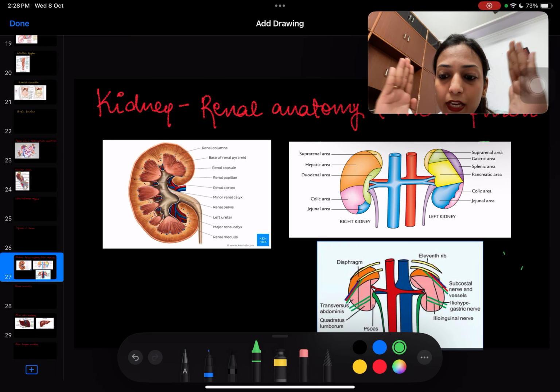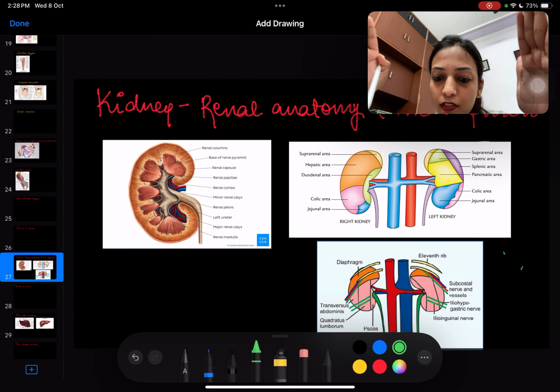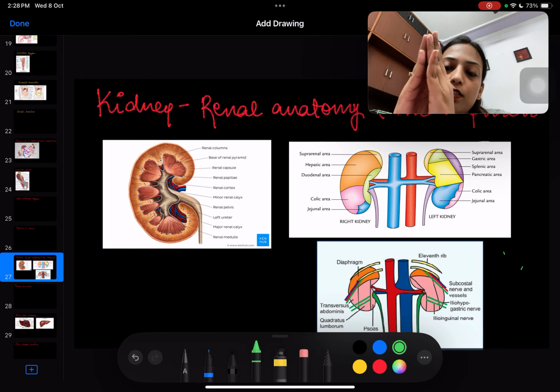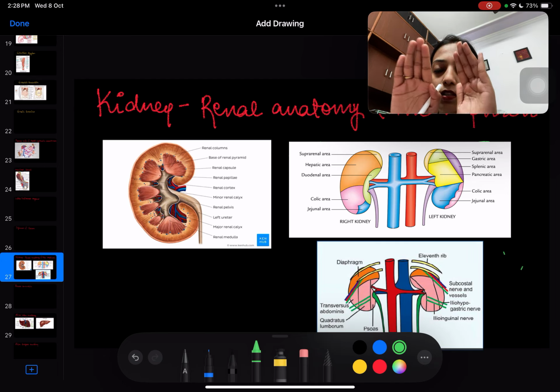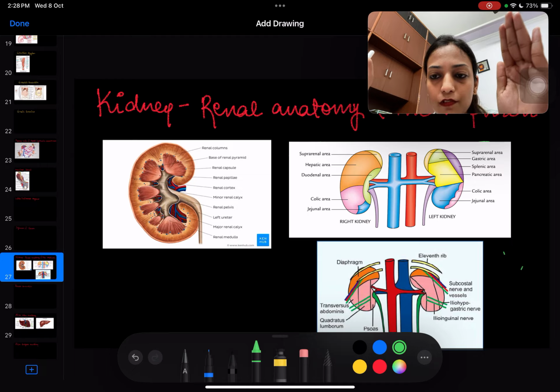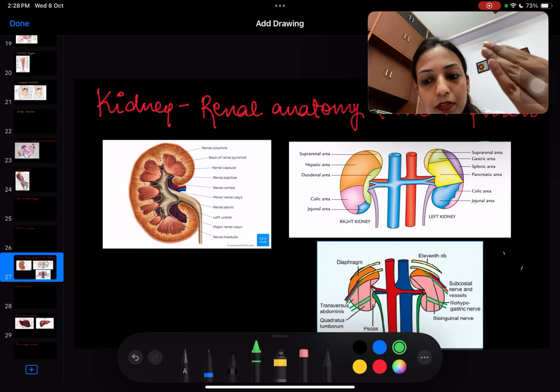So which is the lateral most muscle? That is the transversus abdominis, then quadratus lumborum, and then psoas. So the medial most is the psoas, and then the quadratus lumborum, and then the transversus abdominis. So in the lower half there are muscles. So three muscles we've done.